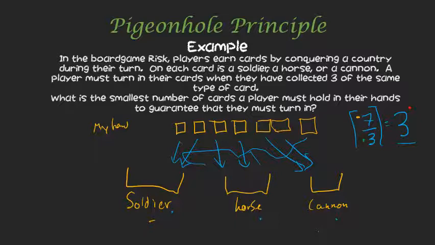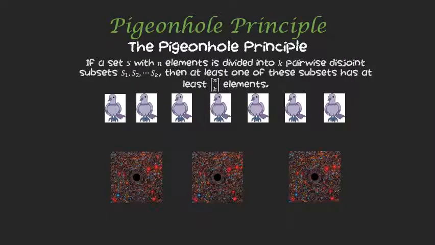All right, let's see it stated. So the pigeonhole principle says this: if we have a set S with n elements and it's divided into k pairwise disjoint subsets, S1 through Sk, then at least one of these subsets has at least a ceiling of n over k elements in it. So this is very general, more general than we had before.